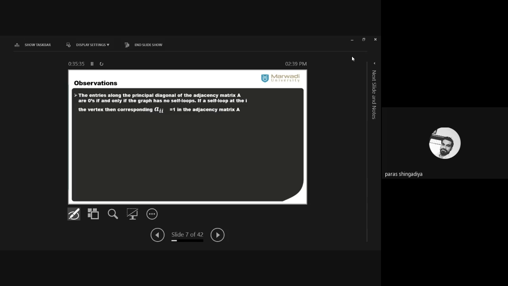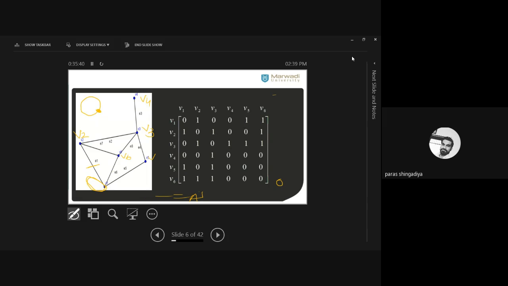Here you can observe that is the matrix, and the graph does not contain any loop right now. There is no loop at any vertex. So here this is our principal diagonal, and it reflects all zeros. Why are all zeros? Because the graph does not contain any loop. If the first vertex has a loop, then what will a11 be? 1. If the sixth vertex contains a loop, then a66 will be 1. Right now all are zero because the graph does not contain any self loop.